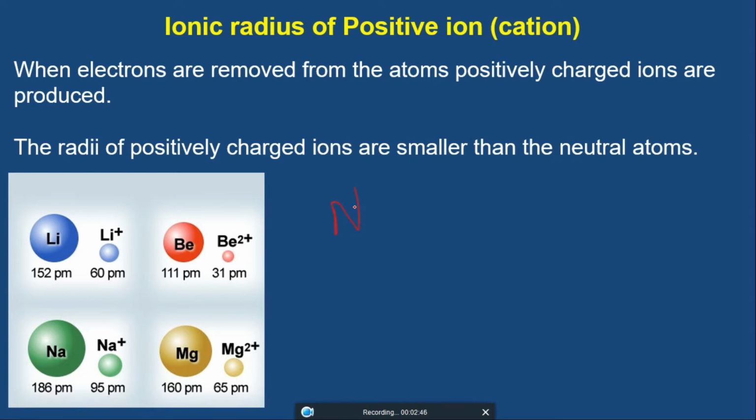For example, there is an atom, sodium. We remove one electron from this, so it will become a sodium ion, a cation, because removal of an electron from a neutral atom causes the formation of a cation. Cation means which develops a positive charge. So when electrons are removed from the atom, positively charged ions are produced, and the radii of the positively charged ions are smaller than the neutral atom.